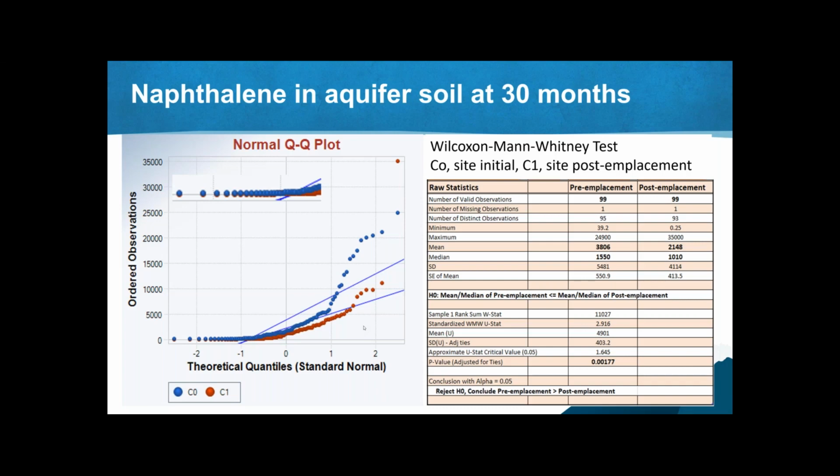You can also look at the median if you like. The mean, as you recall, is all the values divided by the number, right? Where the median is the actual middle of the data. You go from 1550 to 1010. Are these two lines different? Well, the p-value is 0.001. We'll just call it 0.002. So 2 in 1,000 chance that these two lines are the same.